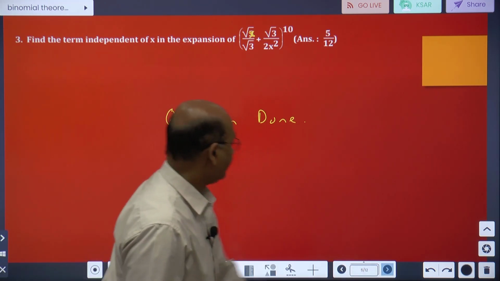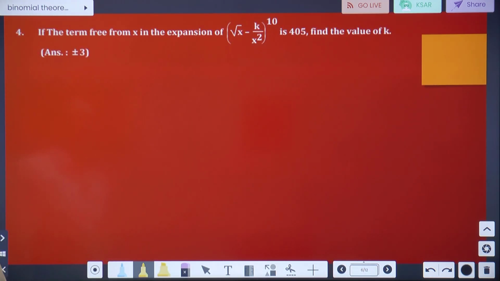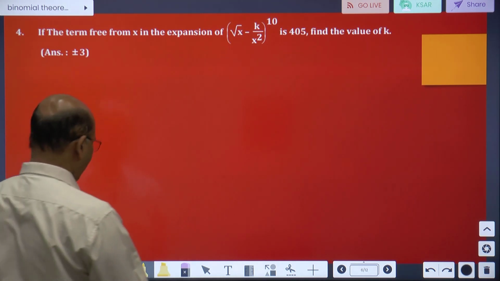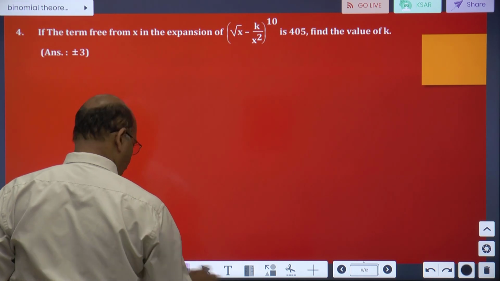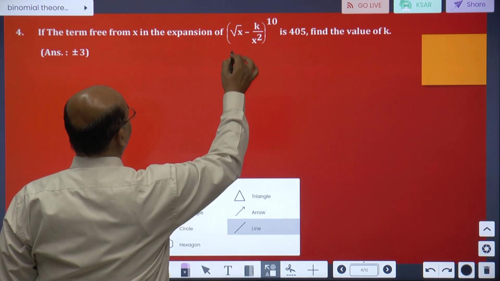Okay. Let us take the next one. Find the term free of x. It means the same thing. Oh, sorry. The question is not find the term. One minute. Let me just put across this message here.